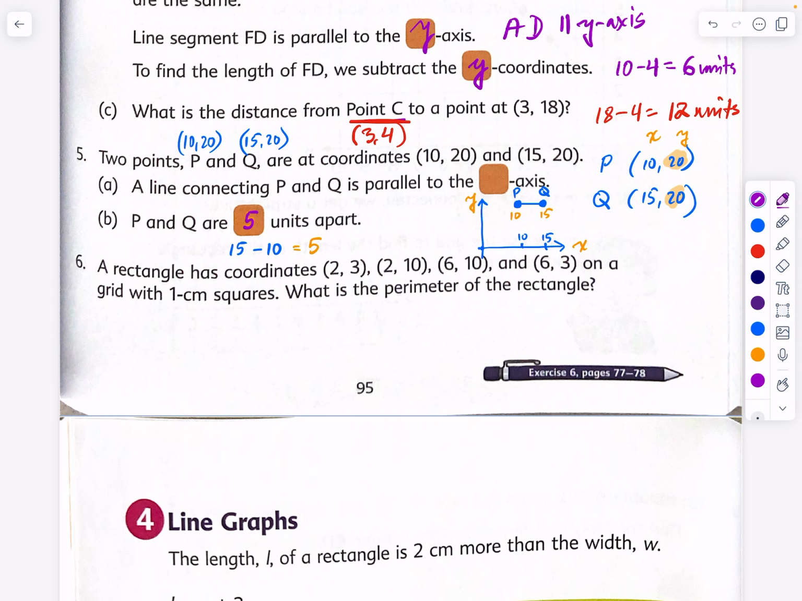And finally, number 6. A rectangle has coordinates 2, 3, 2, 10, 6, 10, 6, 3 on a grid with 1 centimeter squares. What is the perimeter? You see, my friends, area and perimeter will never say goodbye to you, and we're definitely not saying goodbye to them. So how about this? We'll label these points A, B, C, and let's put D here.